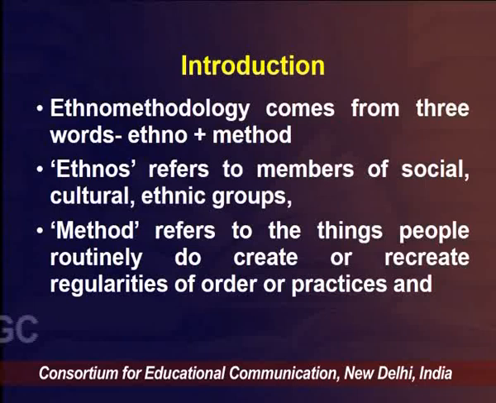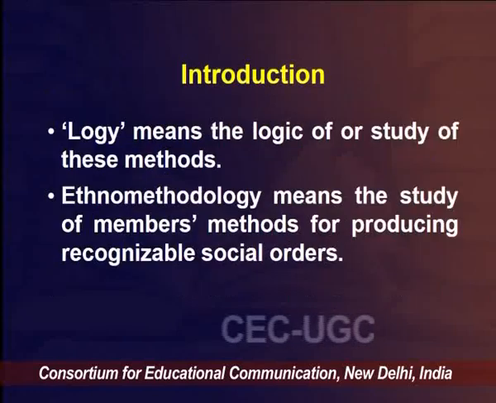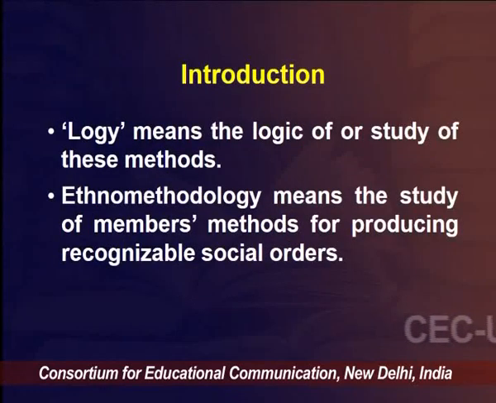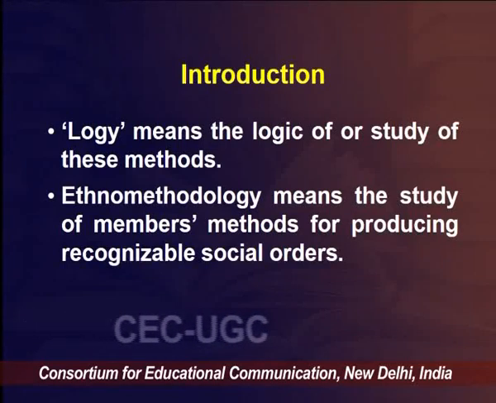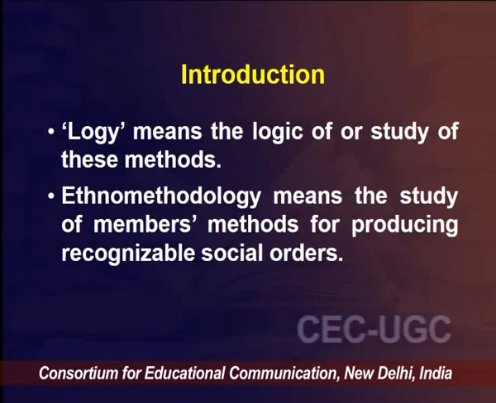Ethnomethodology comes from three words: ethno, method plus logy. So what does ethnomethodology mean? Ethno means members of a social, cultural, ethnic group, so basically ethnic people. Method refers to the things people routinely do, create or recreate, regularities of order or practices, and logy means the logic of or study of these methods. So ethnomethodology means the study of members', that's people's, methods for producing recognizable social order.